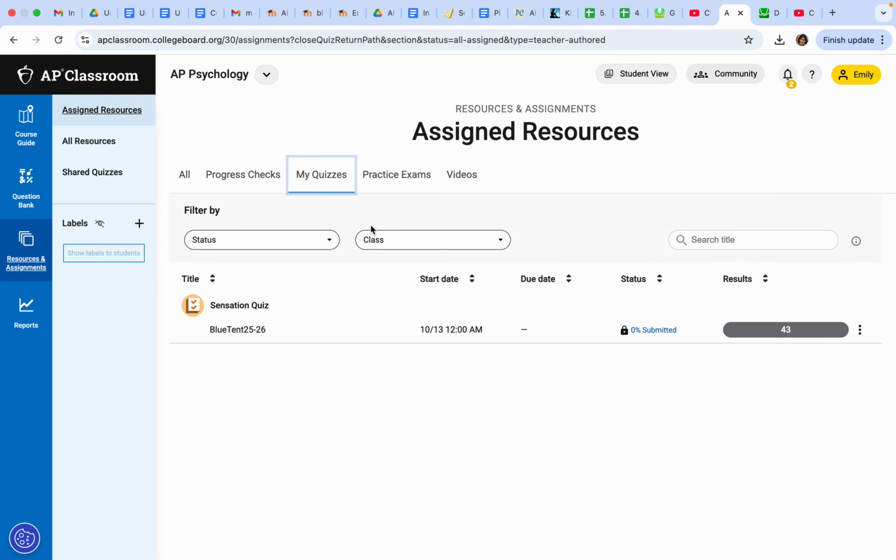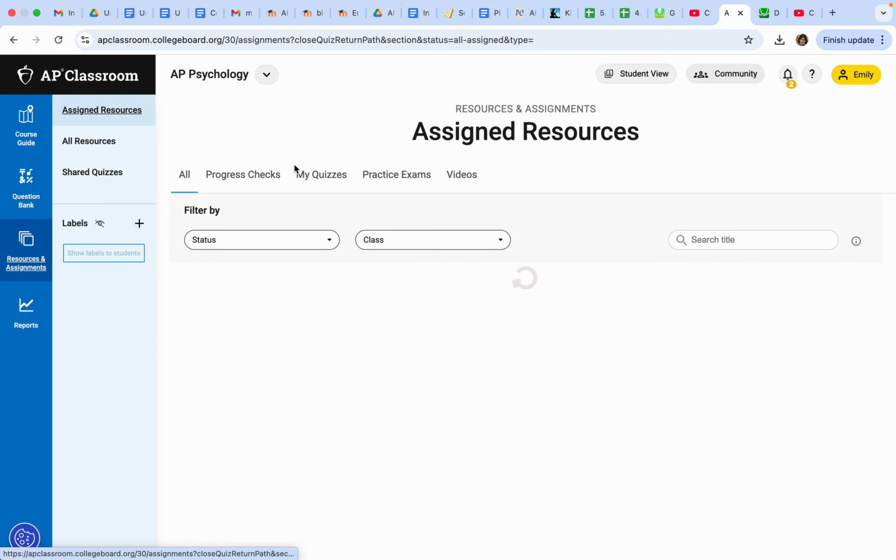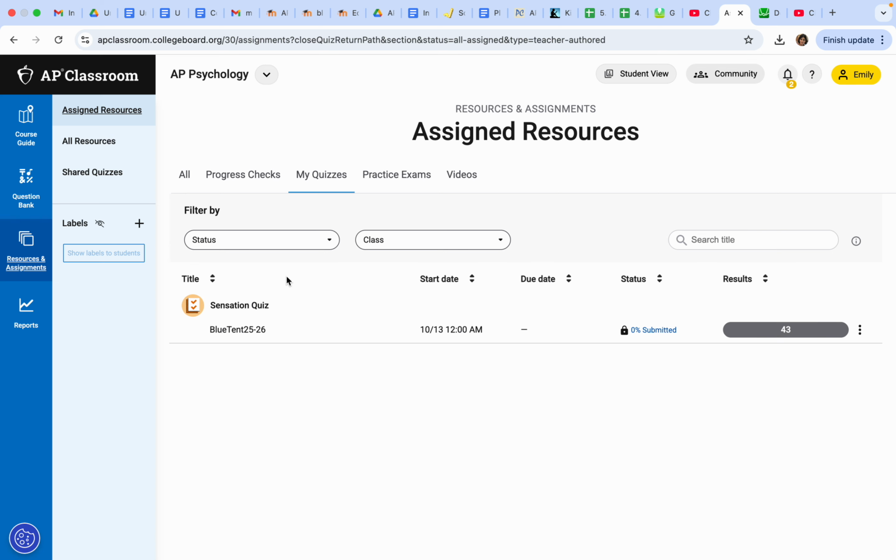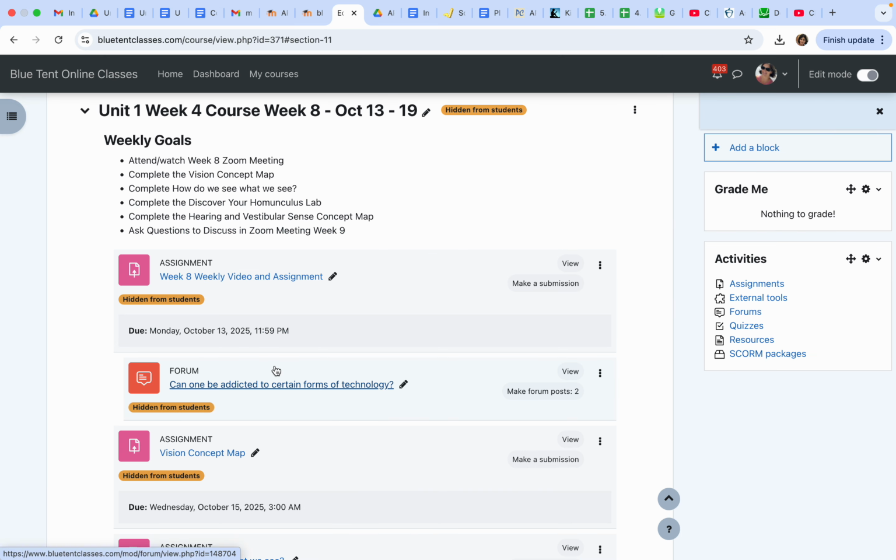along with, on the College Board, you will see underneath your quizzes, I'll go to my quizzes. You're going to see this sensation quiz. That's what you're going to work on. You'll upload an image of your results and a short reflection. Do you think you need to practice anything? Here's where I want to be.